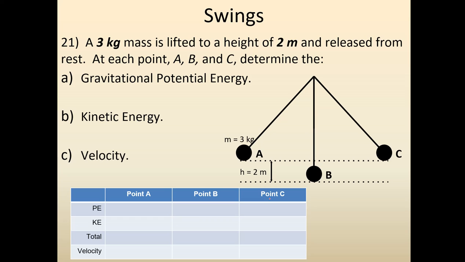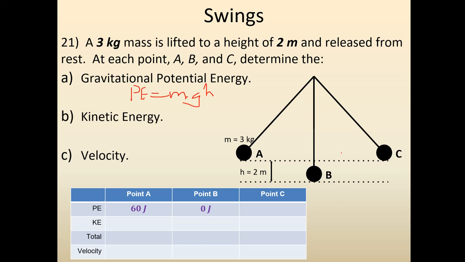All right. Now the first question asks, what's the potential energy? So at point A, it is 2 meters above. So I use PE equals mgh. Using these numbers, I end up getting 60 joules because it's 3 kilograms times 10 times 2 meters. At point B, it's at the lowest point. Now remember, this is where it has 0 height. So the height is 0, which means the potential energy is 0.